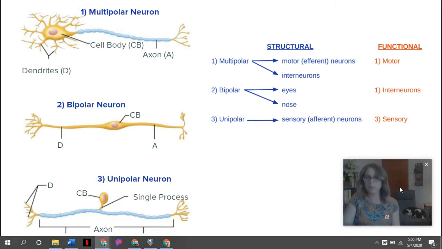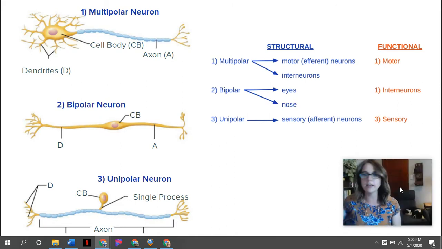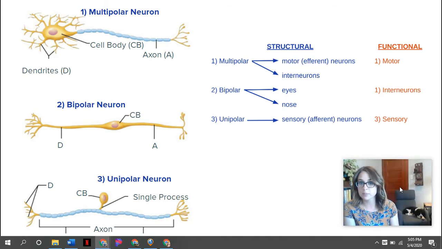On that same page, by the way, I didn't mention this, we are on the front of the packet, page one, of your study guide here, going in order. Along the same notes, we have our different types of neurons. You will see this on the review. You will also see it on the test as well.